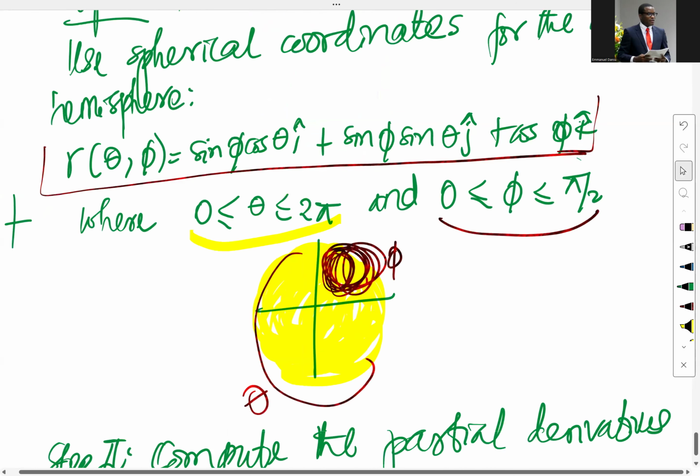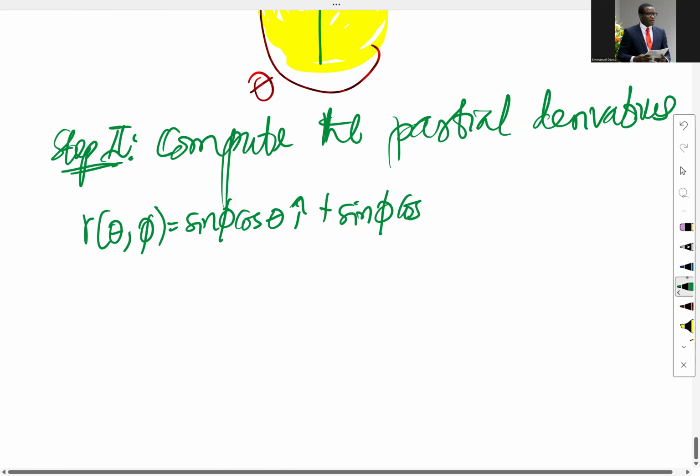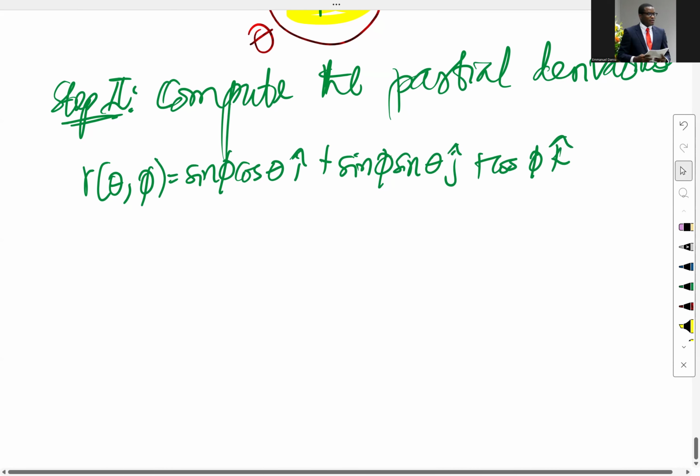Okay, let me write that down again. We have r(theta, phi) equals sine phi cos theta i plus sine phi sine theta j plus cos phi k. So this simply implies that r sub theta, that's partial r, partial theta. So we are differentiating with respect to theta now.